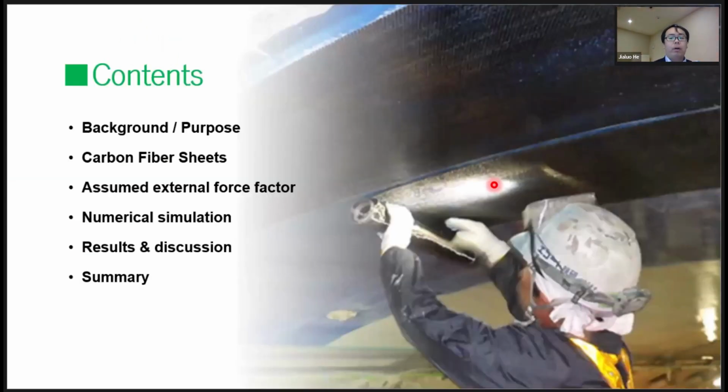My presentation is in 6 parts. First, I'm going to talk about the background and purpose. Second, about the carbon fiber sheet. Then I would like to talk about assumed external force factors. After that, I'm going to present the numerical simulation and result discussion. Finally, I will summarize.